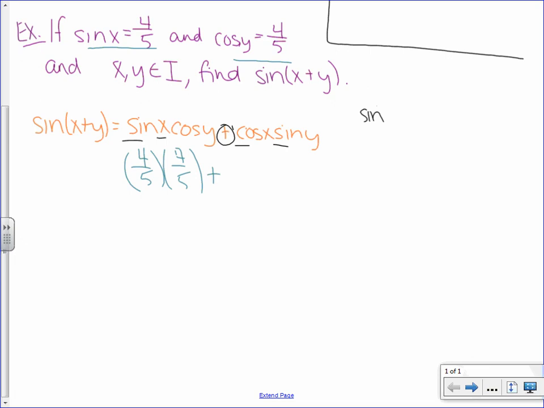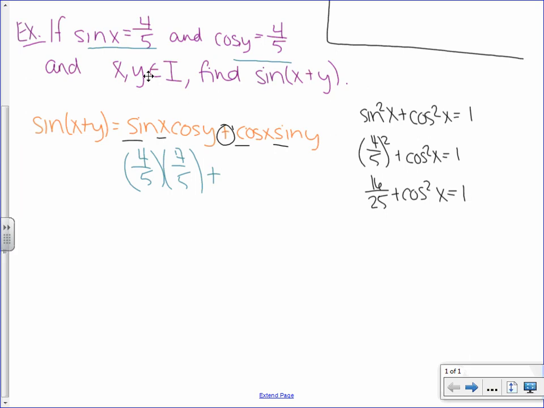So I'll start with the x's. I've got sine squared x plus cosine squared x is equal to 1. I'm plugging in 4/5 for sine x, so I get 4/5 squared plus cosine squared x is equal to 1. This is really 16/25. Subtract it over, and you get that cosine squared x is going to be equal to 9/25.